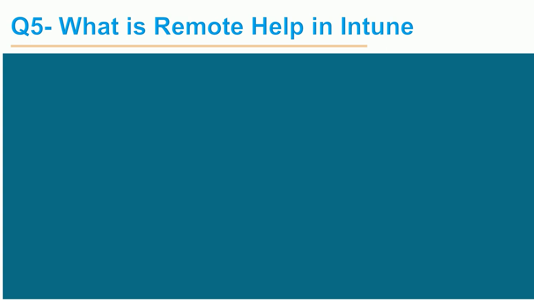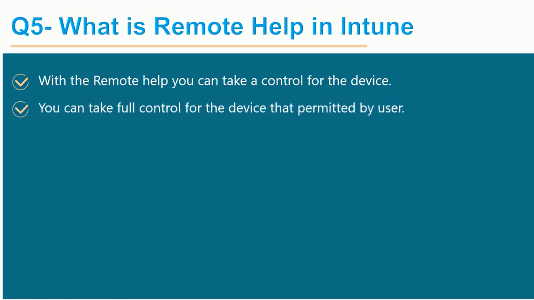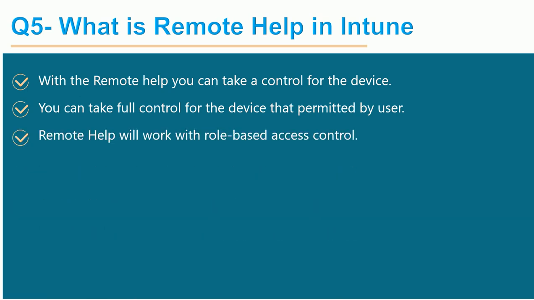Now the next question is, what is Remote Help in Intune? With Remote Help, you can take control of another device. Suppose you want to take an RDP or remote control of the end user device, you can use Remote Help. You can take full control of the device as permitted by the user. Once you initiate the Remote Help connection, the user will get a prompt to approve it and give full control to you. Once the user has permitted, you can have full control on the device. Remote Help works with role based access. Based on the type of role you have, you get access on the end user device.